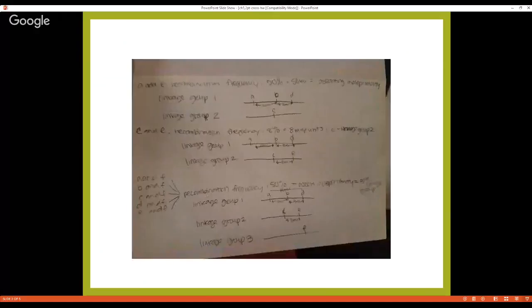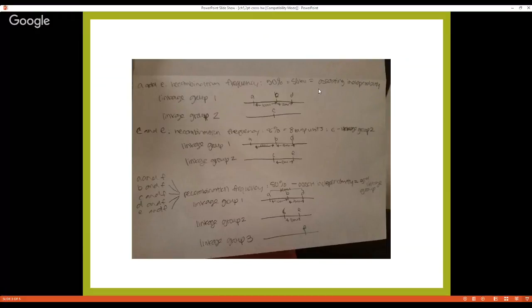Okay, we're next going to look at A and D, and they have a recombination frequency of 50%, and again, it would be 50 map units, but we know that a 50% recombination frequency means that they sort independently. So again, everything's still the same on linkage group 1. A and B have 10 map units, B and D have 4 map units, and A and D have 14 map units. In linkage group 2, we have C.